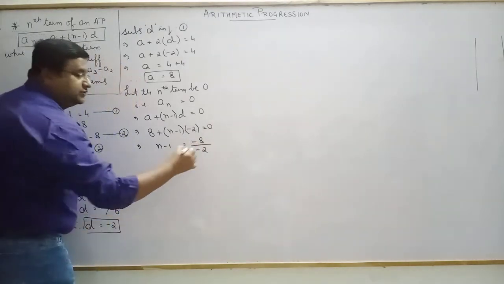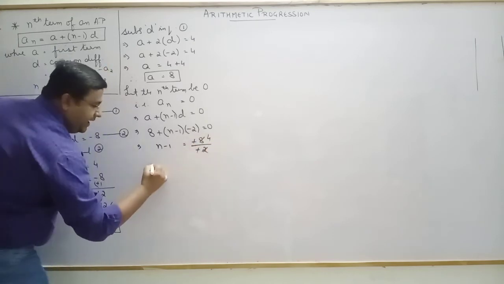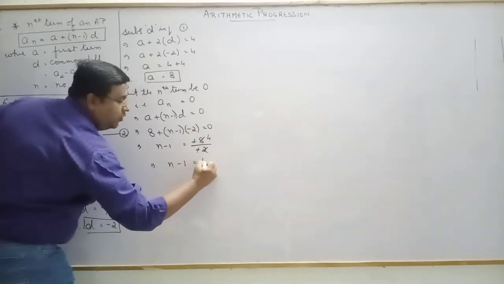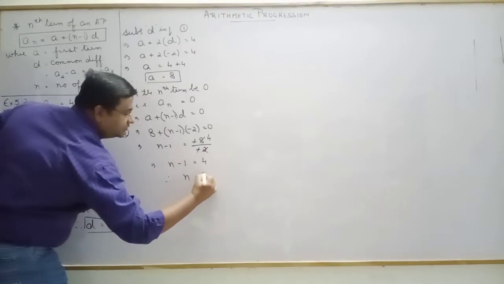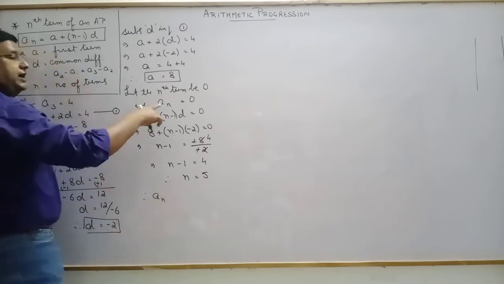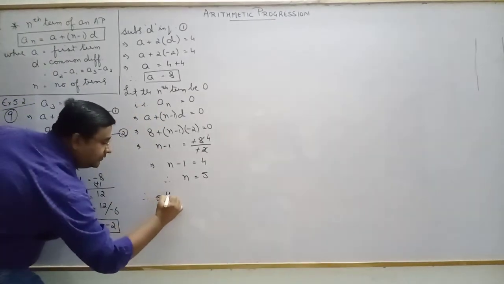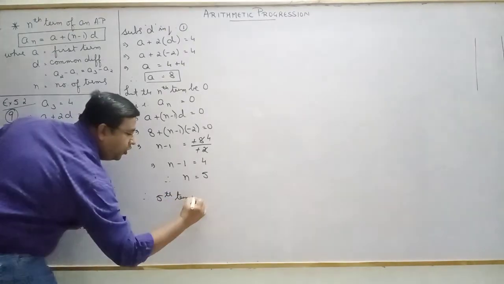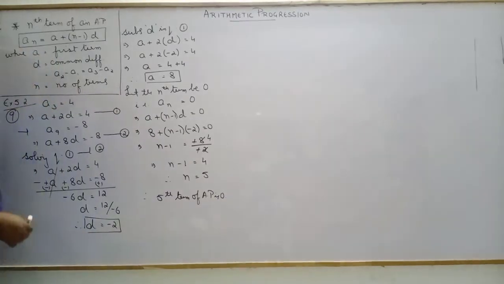Sign does not change when it is going multiplication. Minus and minus cancel. 2 ones are 2, 2 fours are 4. N minus 1 is equal to 4. Minus 1 comes over here. So therefore n is equal to 4 plus 1, that is 5. So therefore nth term. Which term? Fifth term. Fifth term of AP is 0.